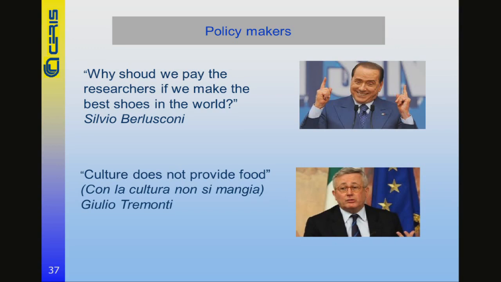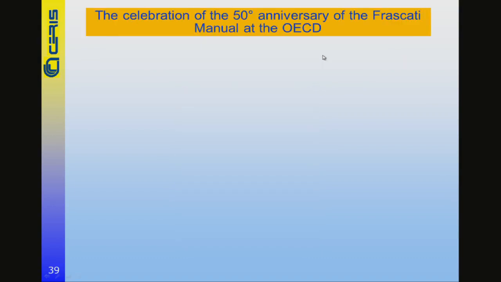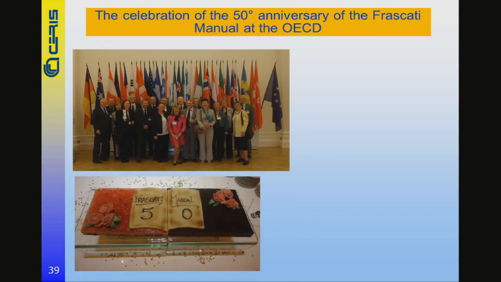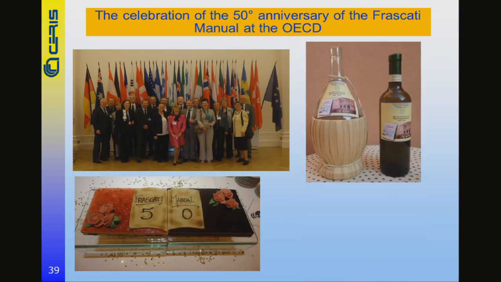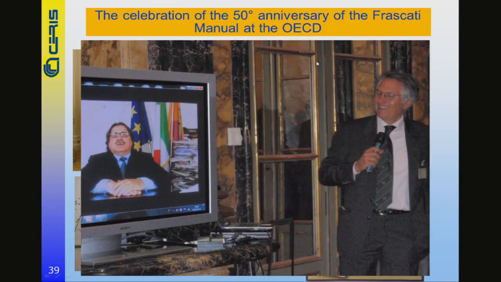So there is also this kind of policymakers. About the producers, this is the group of national experts on science and technology. And we had last year the celebration of this 50th anniversary of the Frascati Manual. This is part of the group. This is the cake. And of course, Frascati is the place where good wine is produced. And this is the flask, this is a new one. And of course, we prepared also the label of this. And here you can see the mayor of Frascati addressing the group, saying how proud the city is of being known around the world, at least between these people dealing with science and technology.